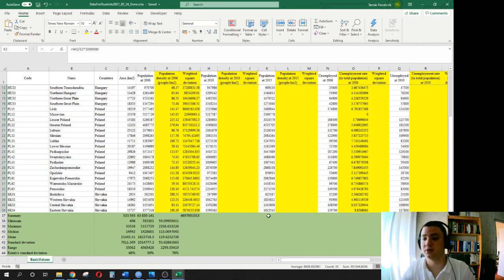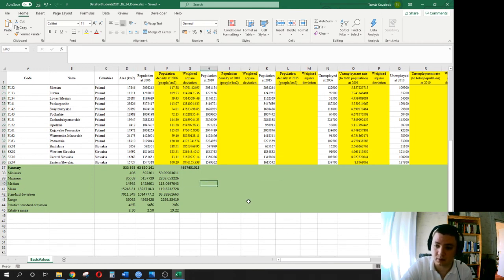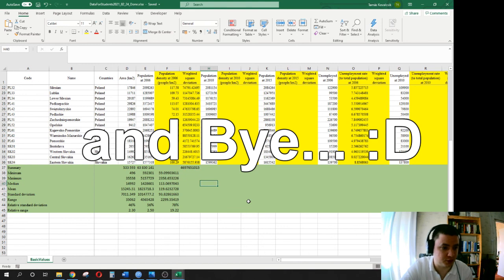So for the CoSpace platform, you have to upload just this Excel file, filling all of the gaps in the yellow and the green areas. Okay, thank you for your attention.